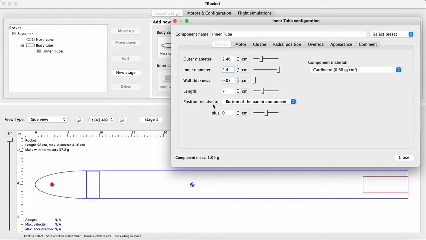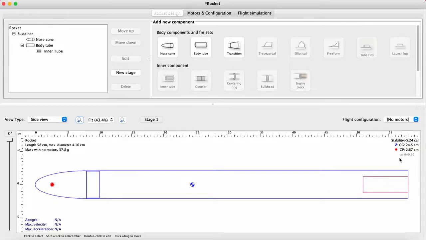And now, what should its position be relative to the bottom of the parent component? The parent component just means the big body tube, and it should be 0 offset from the bottom of the tube, right? You don't want this to be here or outside, but you want it to be snugly fit right along the alignment. So that's 0 centimeters. And also this is going to be made of cardboard, so we click OK.